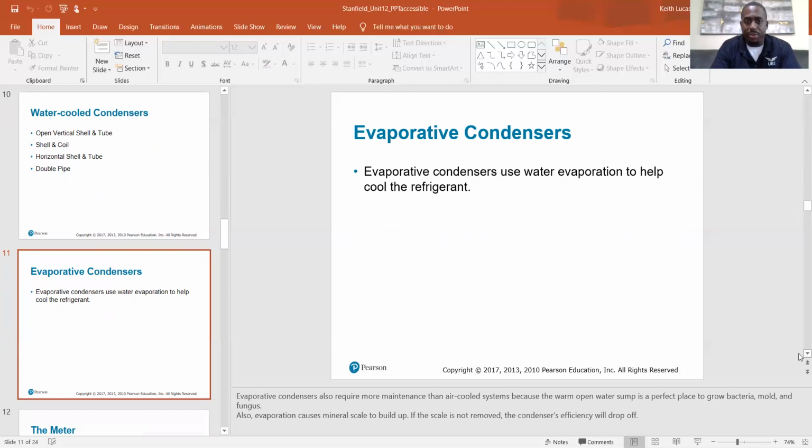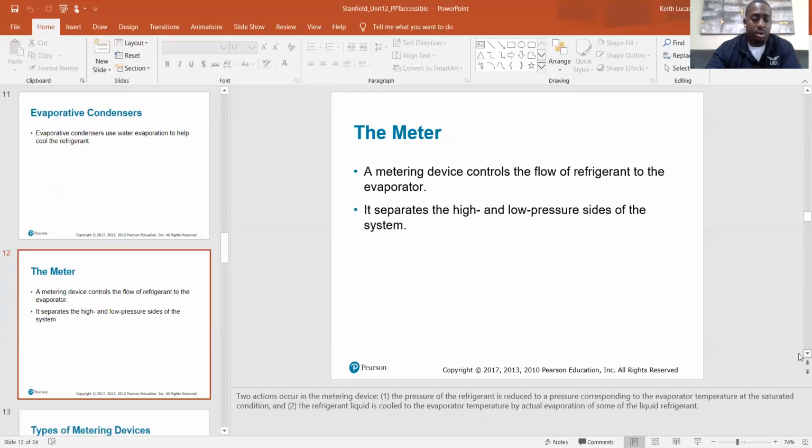Evaporative condensers use water evaporation to help cool the refrigerant. Evaporative condensers also require more maintenance than air-cooled systems because the warm water sump is a perfect place to grow bacteria, mold, and fungus. Also, evaporation causes mineral scale to build up. If the scale is not removed, the condenser's efficiency will drop. So cleanliness is a huge thing in our field too. Evaporative condensers get bacteria, mold, and scale buildup, but then also air-cooled condensers get all full of dirt, dust, and leaves and debris and compost and stuff.